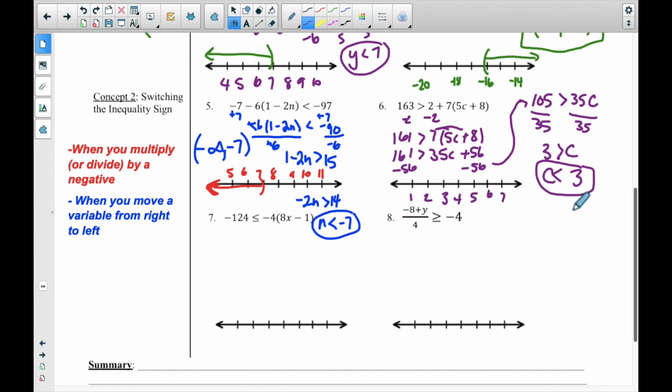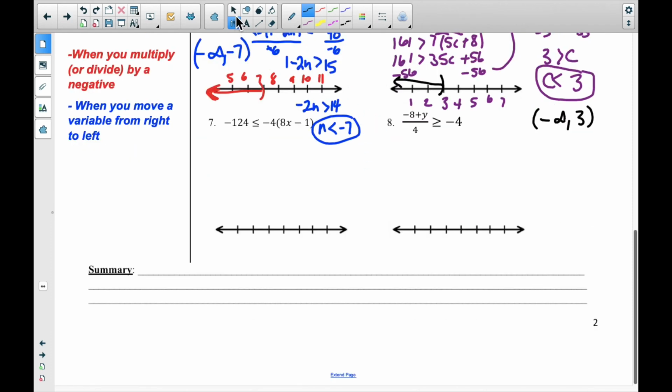So now our number line. All right, c is less than 3. Going to 3, making a parenthesis. It is less than, so it's to the left, and that is my answer there. My interval answer would be from negative infinity all the way up to 3.